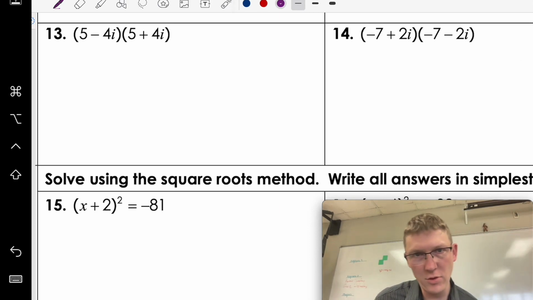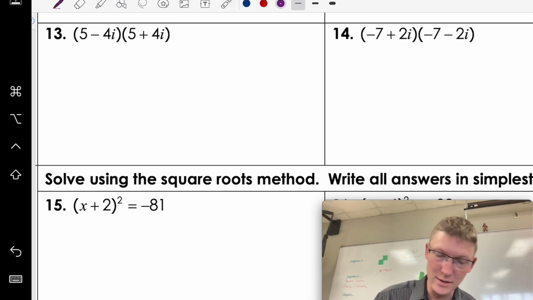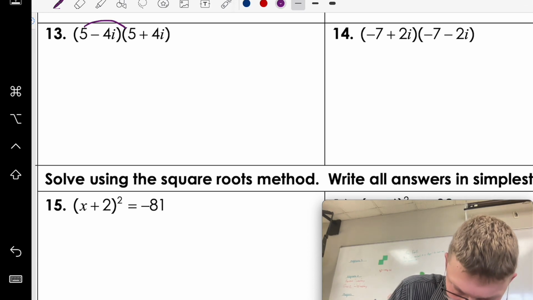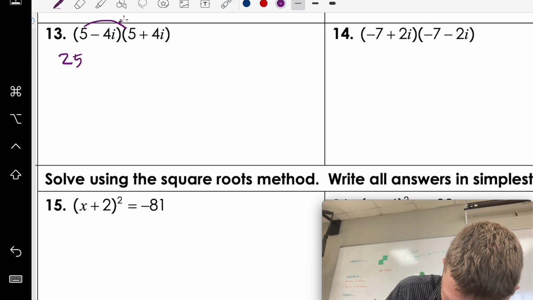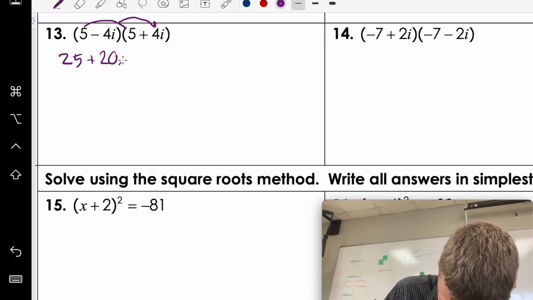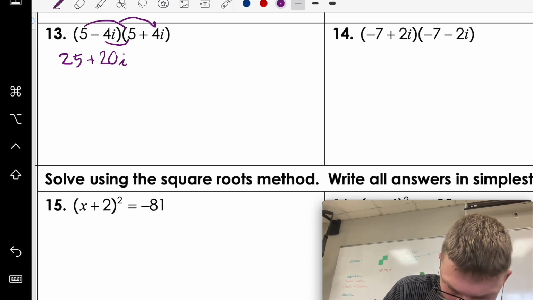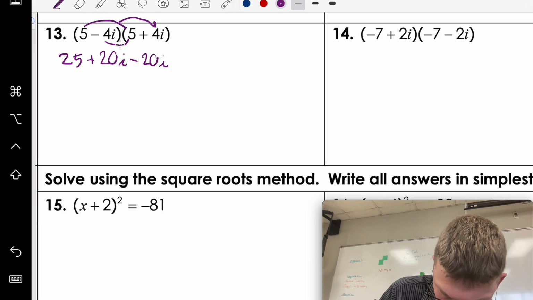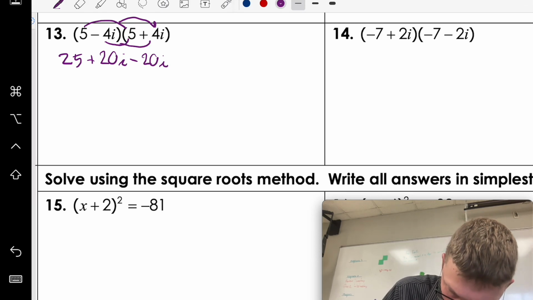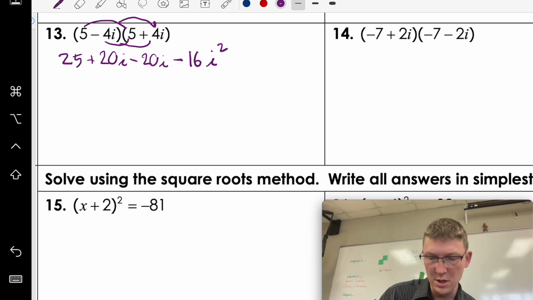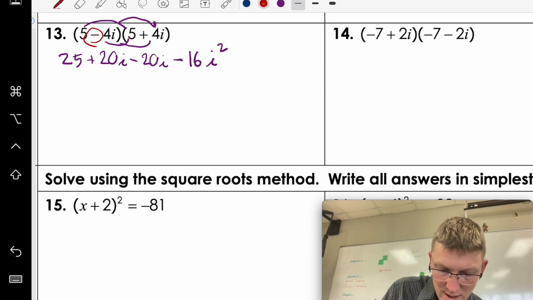Okay, admittedly I skipped 12, but here I am at 13, so whatever, it'll be okay. So we've got 5 times 5, so we're going to have 25. We've got 5 times 4i, so we're going to have plus 20i. Negative 4i times 5, negative 20i. And then negative 4i times 4i, which is negative 16i squared.